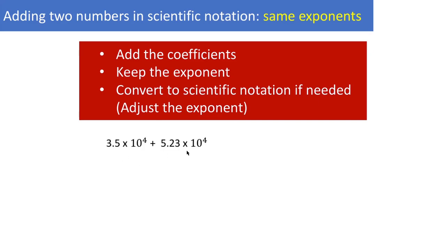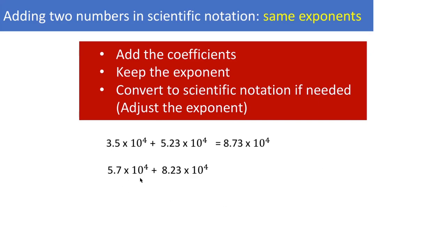Here's an example. We're adding these 2 numbers. They have the same exponent, so we just add these 2 numbers. I get 8.73 and keep the exponent 10 to the power 4. There's no need to do any adjustment, it's done.